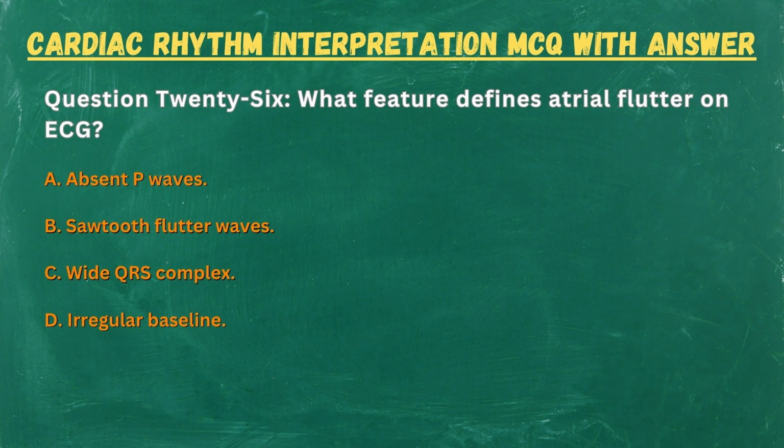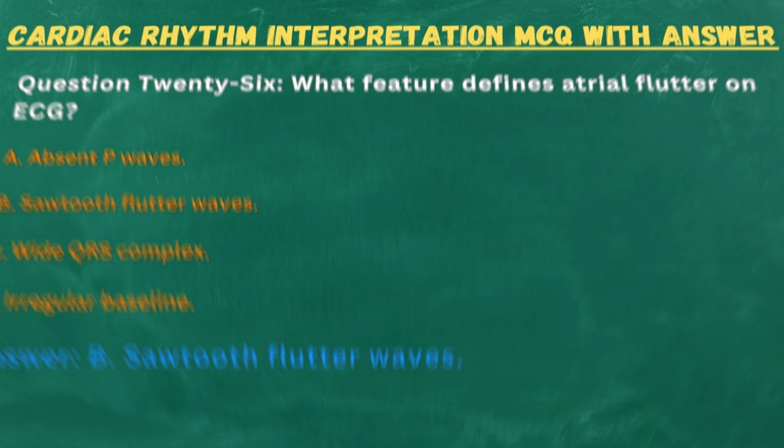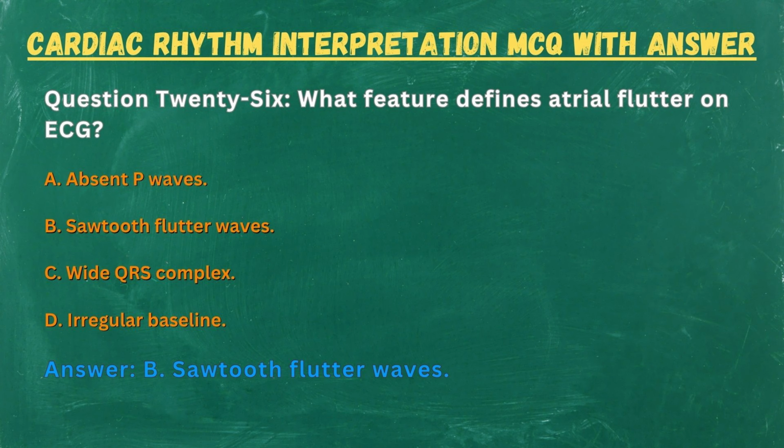Question 26. What feature defines atrial flutter on ECG? A. Absent P waves. B. Sawtooth flutter waves. C. Wide QRS complex. D. Irregular baseline. Answer: B. Sawtooth flutter waves.